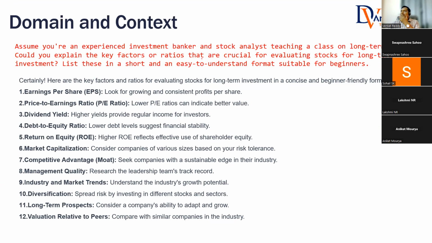So here, what are we trying to do? Here we are giving the context. Assume that you are an experienced investment banker. Earlier we asked how to earn money from the stock market. That's not the way to ask. Now there are two things in the stock market. One is trading, the other one is investing. You can be a short-term trader. You can be a long-term investor.